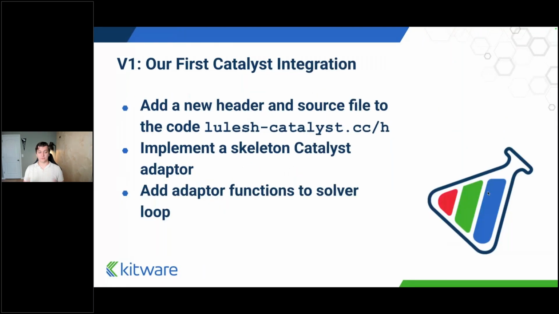So moving on to version 1, our first Catalyst integration. We're going to add a header and a source file that we're going to call Lulesh Catalyst, and we're going to implement a skeleton sort of Catalyst adapter. Here, we're not actually going to pull in the Catalyst library. We're just going to carve out what we call an adapter. This is custom simulation code that is going to be responsible for taking simulation information and turning it into Catalyst input. And we're going to add those adapter functions at the correct spots in our solver loop.